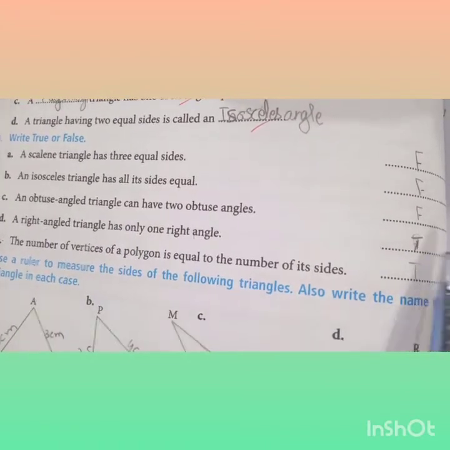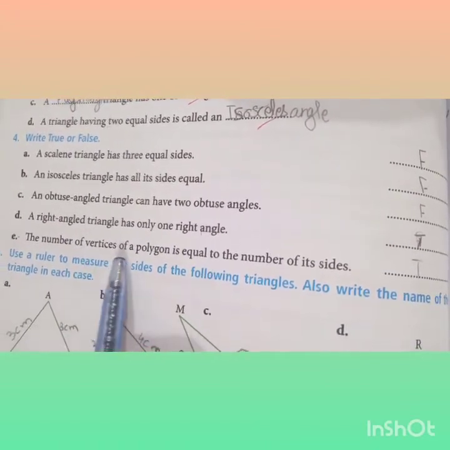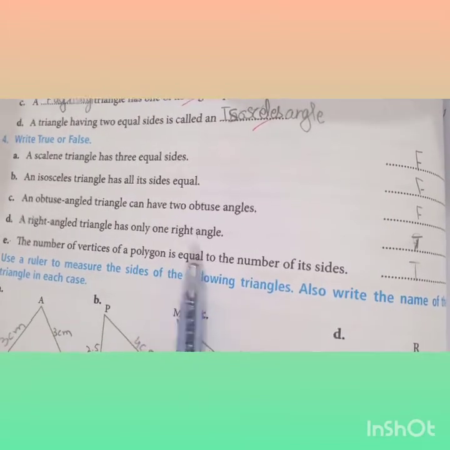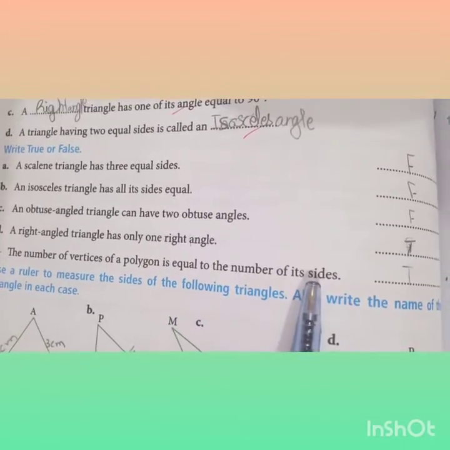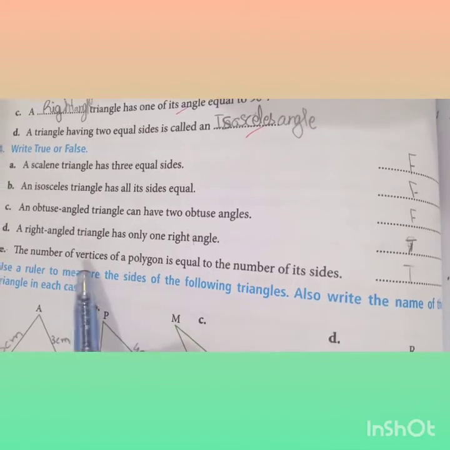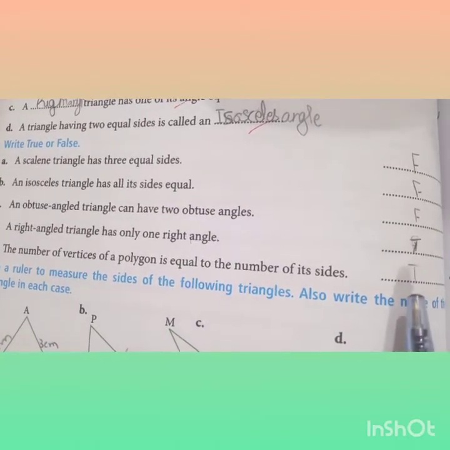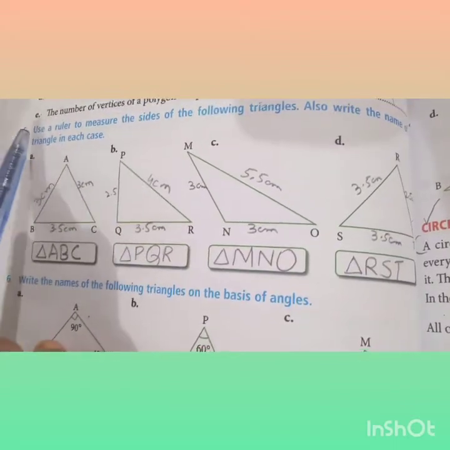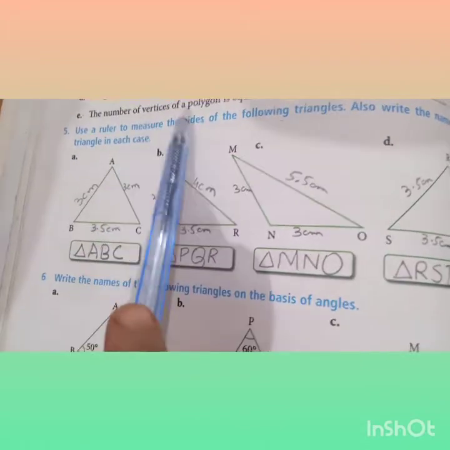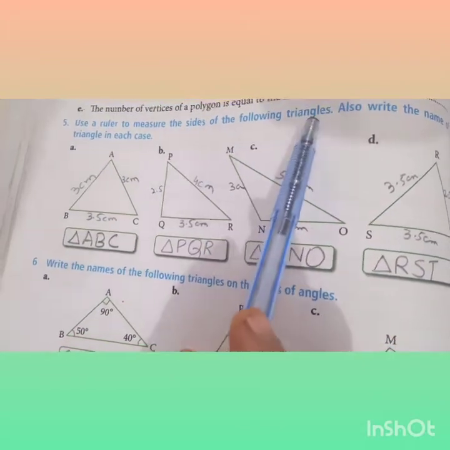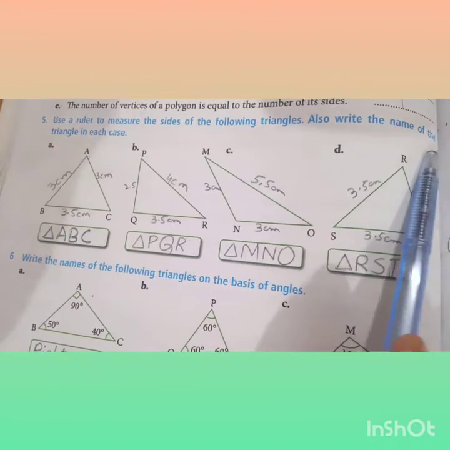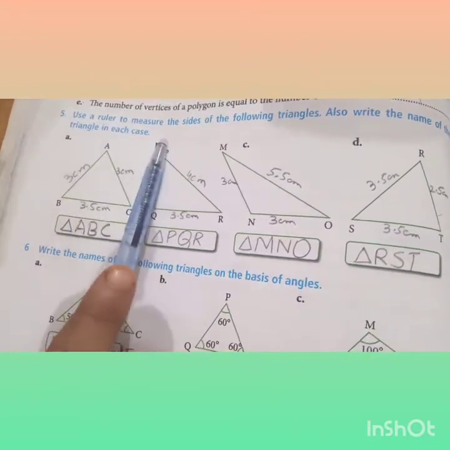A right angle triangle has only one right angle? Yes, it's true. The number of vertices of a polygon is equal to the number of its sides. Polygon has vertices equal to its sides? True. Question number 5 is use a ruler to measure the sides of the following triangles. Also write the names of the triangle in each case.